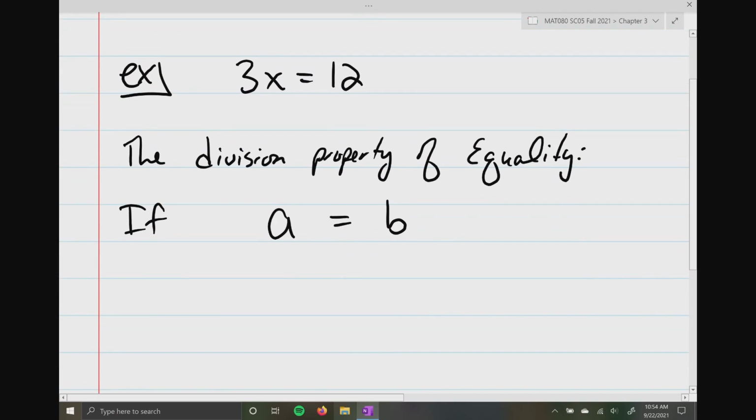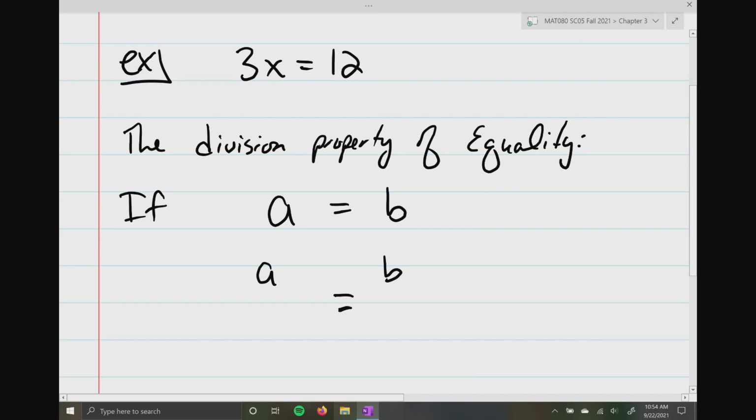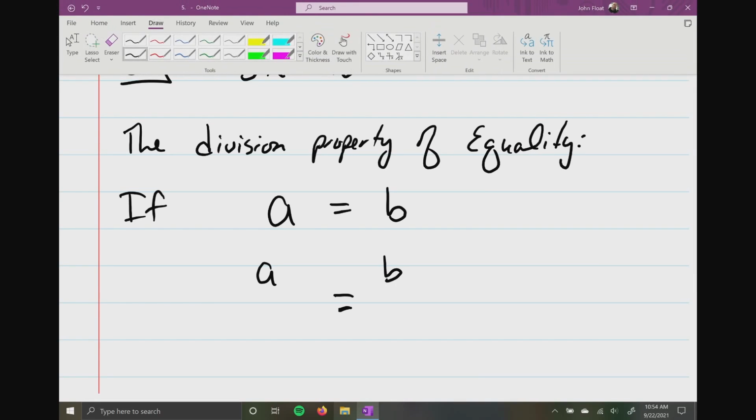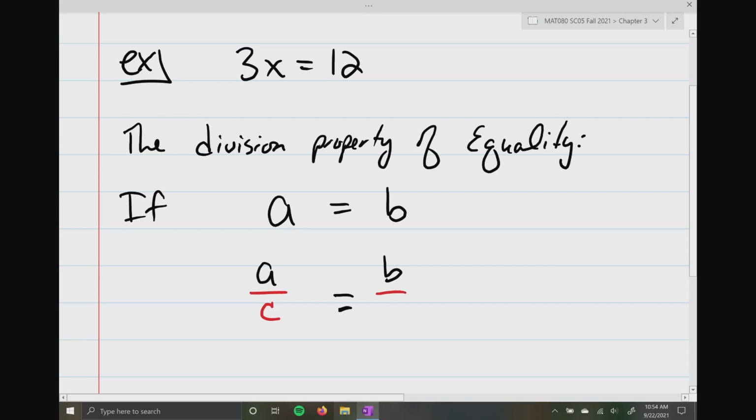what this property says, so give me a second, let me write it out real quick. Because I want to use a different color. What this says is you're allowed to divide both sides of the equation by whatever number you want, except 0. You're not allowed to divide by 0. Okay? But this is what the division property of equality states.